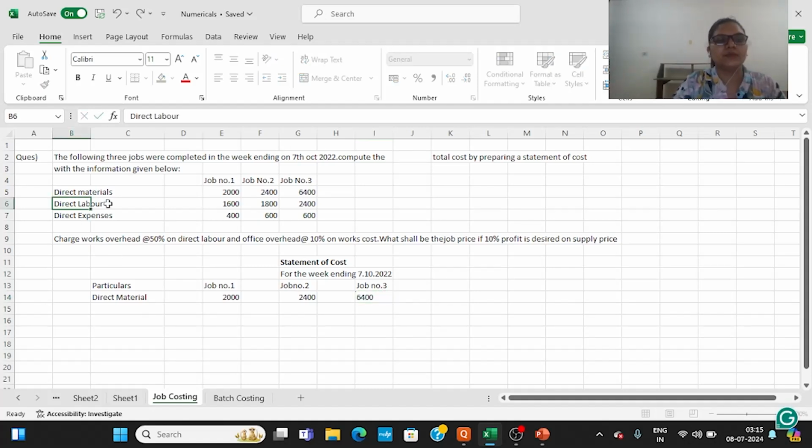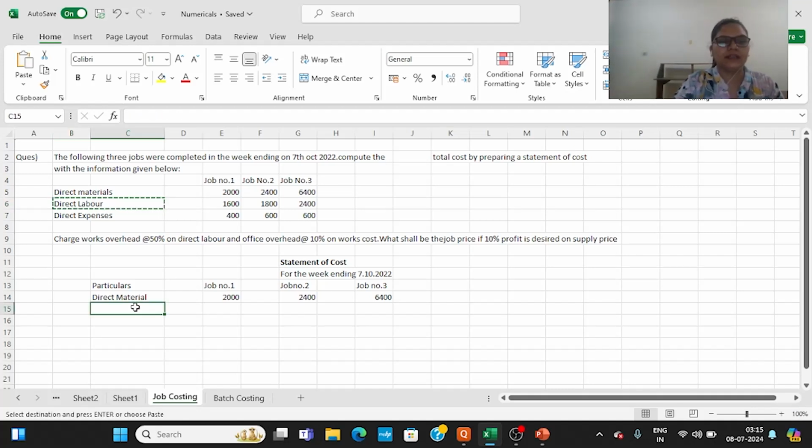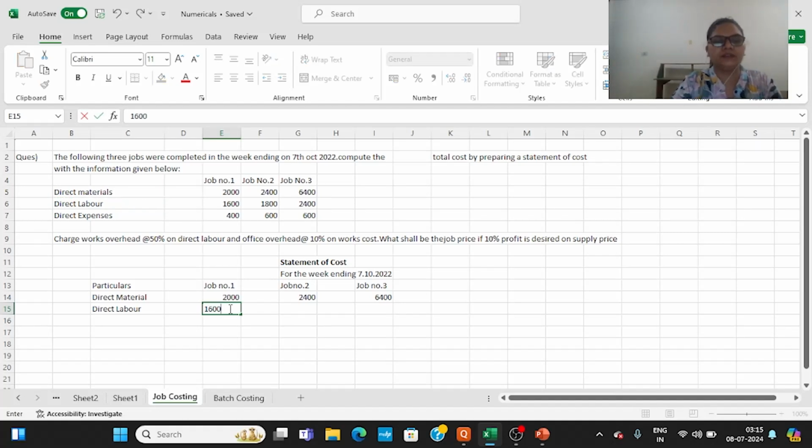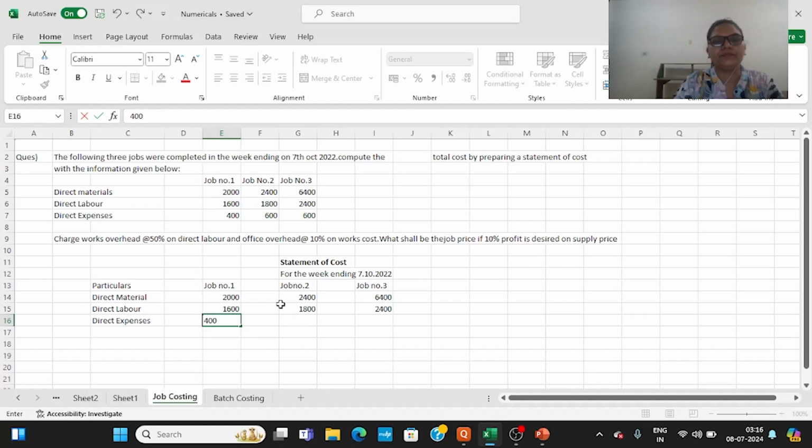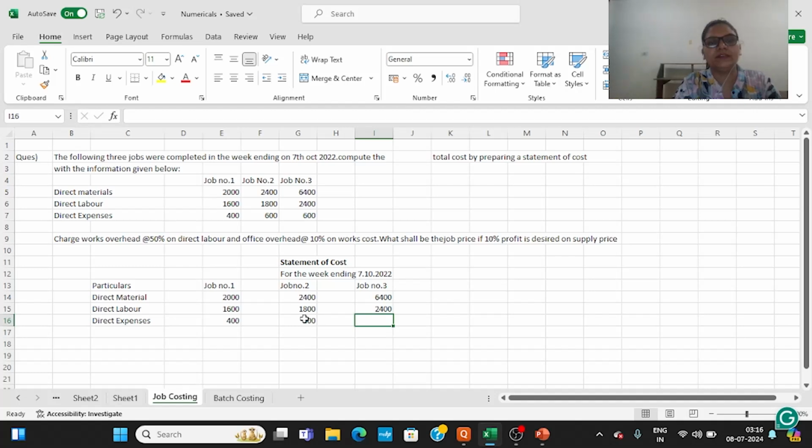Next is direct labor. Direct labor we have 1600, then 1800, and next 2400. Next is direct expenses. Direct expenses are 400, then we have 600, and then again 600 in job number 3.